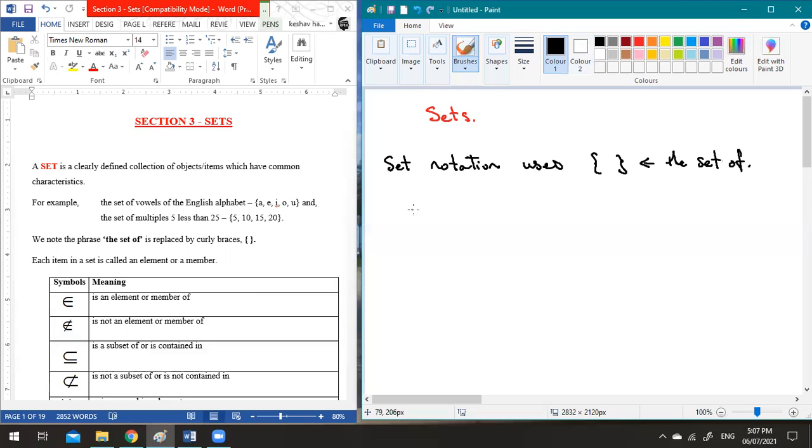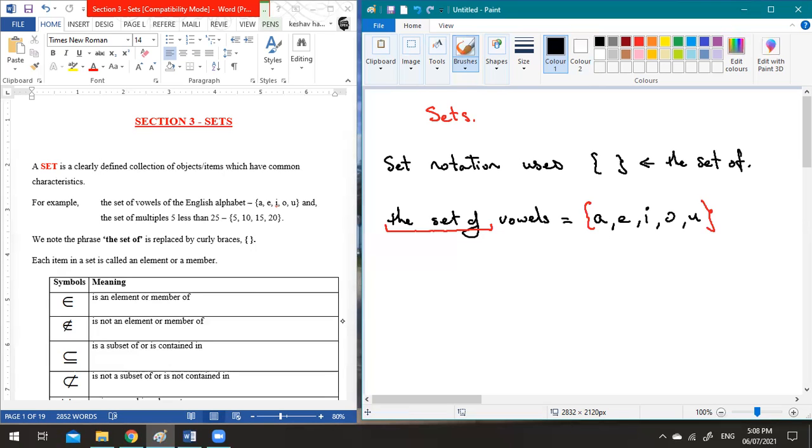So from the example, we will say, the set of vowels. Right? And again, the words "the set of" are replaced by the curly brackets. Right? And it's A, E, I, O, and U. So that's just what the curly brackets are representing, right?